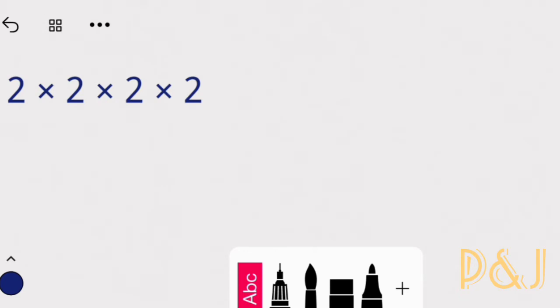So now let's talk about exponents. Here 2 is written 4 times, so you can write it very easily. But if 2 is written 50 times, how will you be able to write it? So for that we have a short way that is known as exponent. We can simply write it as 2 raised to the power 4.